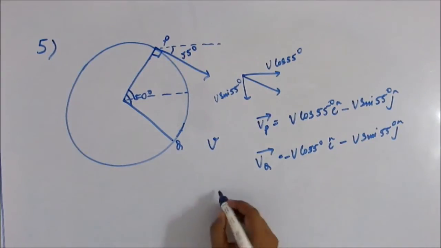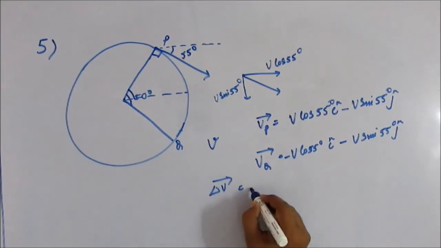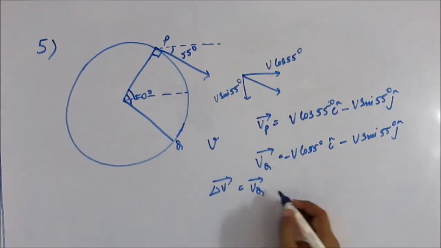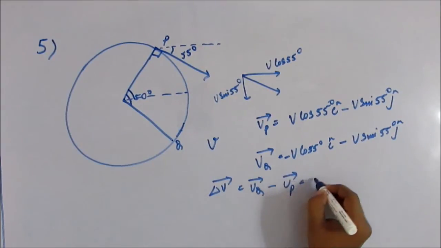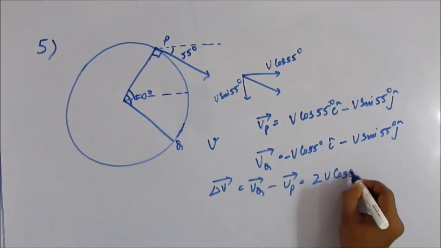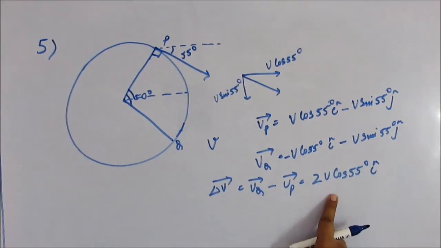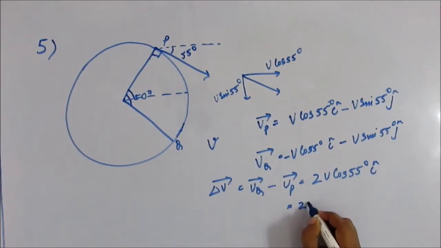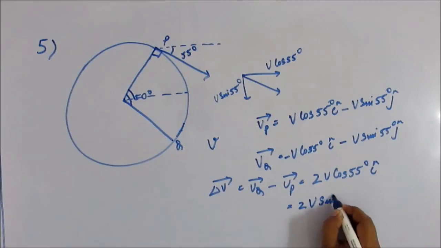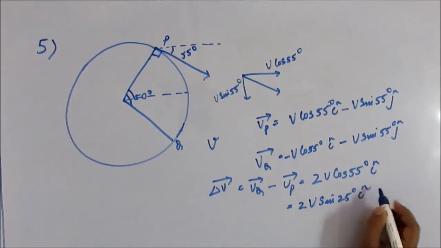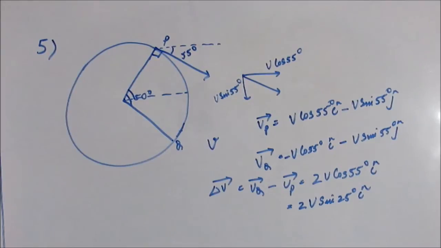Now change in velocity, change is always final minus initial. Change in velocity vector is velocity at Q minus velocity at P. That is minus 2v cos 55 degree i cap. This is the change in velocity. Now sometimes you may not find this answer in any of the options given. What you may find is 2v sine 25 degree i cap, which is also the same as the given answer, right? Because cos of 90 minus theta is sine theta, sine of 90 minus theta is cos theta. That property we know already.